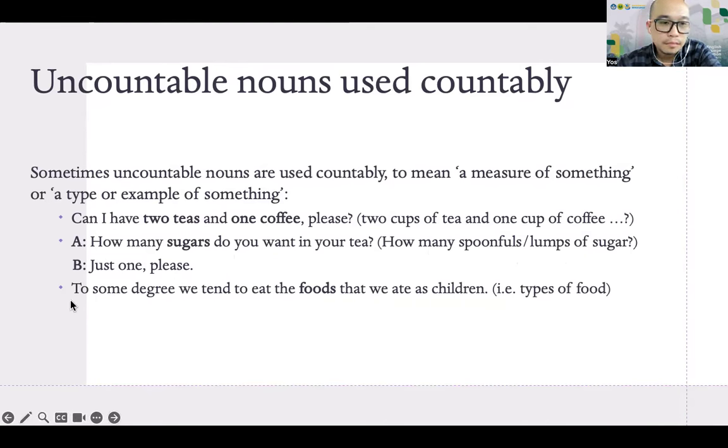Or you can say, to some degree, we tend to eat the foods that we ate as children. Normally, food is uncountable, but if we are talking about types of food, we can make it plural. Foods, it is okay.